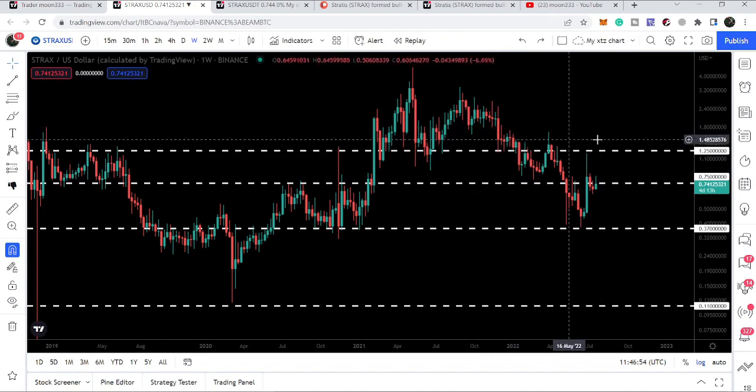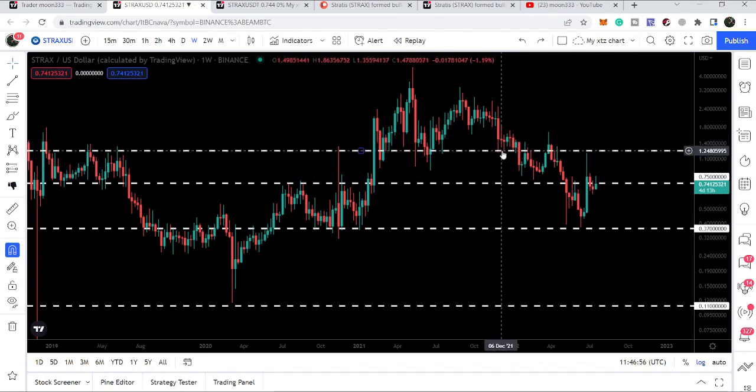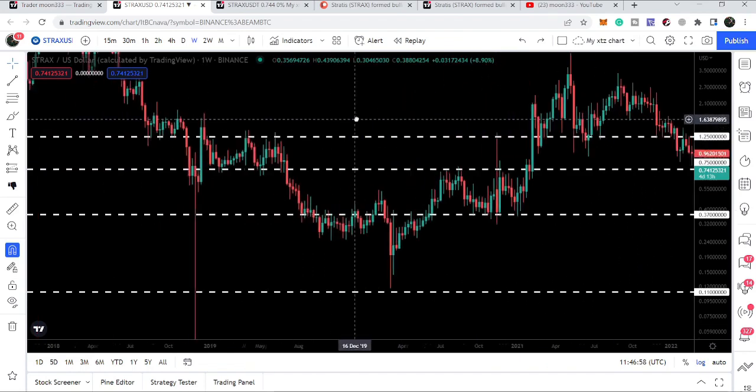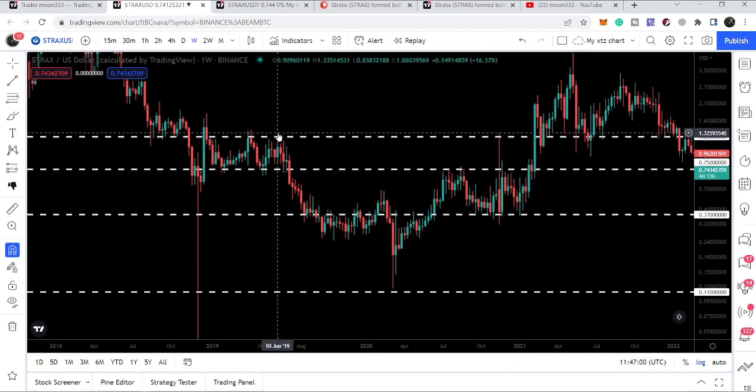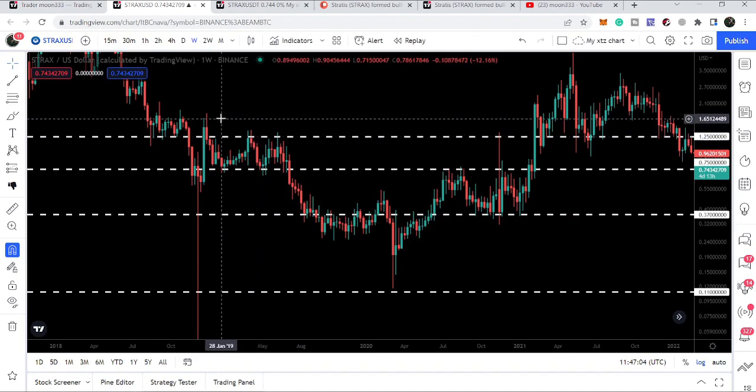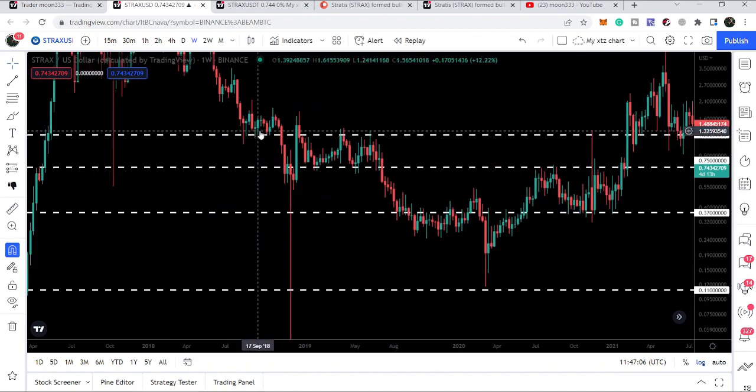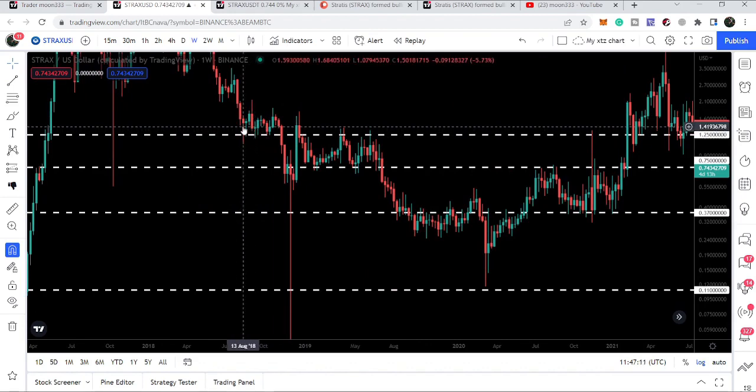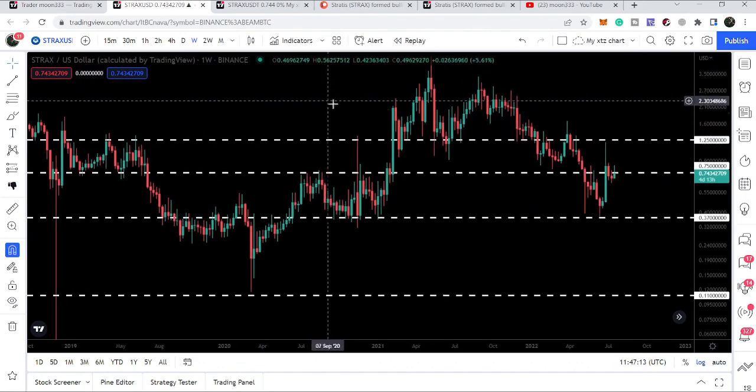$1.25. And this $1.25 has been working as a support here, as a support here, support here, and resistance here back in June 2019, in April 2019 as a resistance here, and support here for several weeks. It had been working as a support here back in 2018 as well.